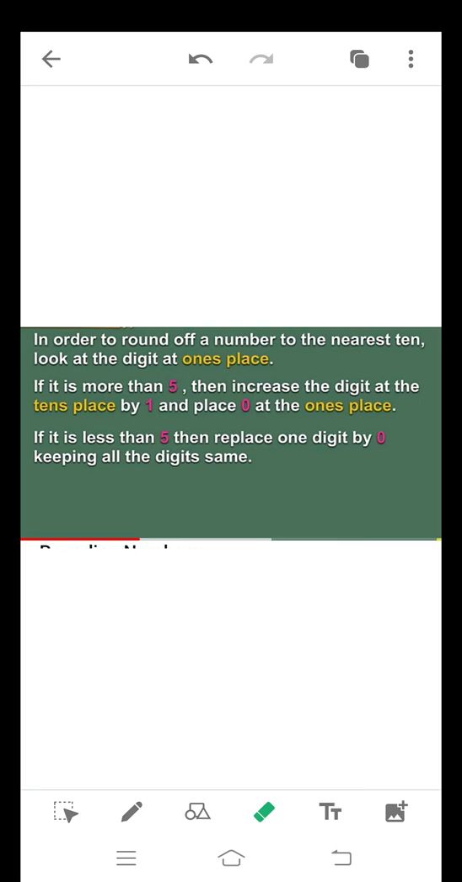In order to round off a number to the nearest 10, look at the digit at ones place. जब भी हम किसी भी नंबर को nearest 10 राउंड ऑफ करते हैं तो हम उसकी ones place वाली डिजिट देखते हैं. If it is more than or equal to 5, then increase the digit at tens place by 1 and place 0 at the ones place.